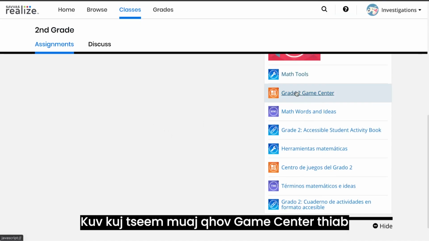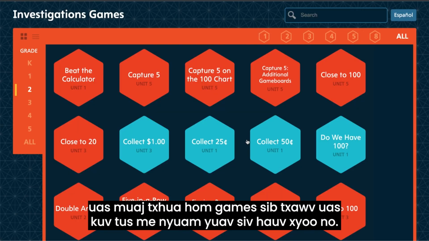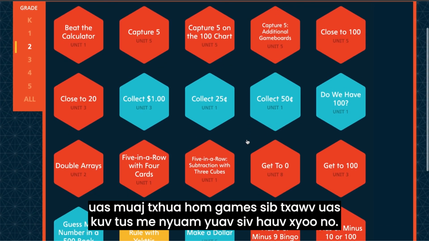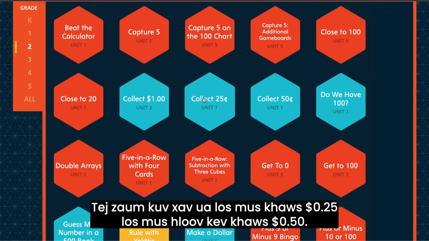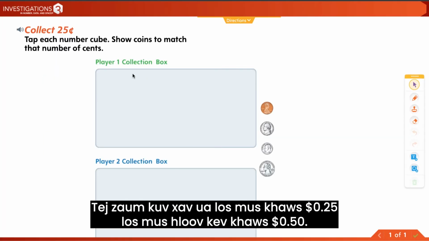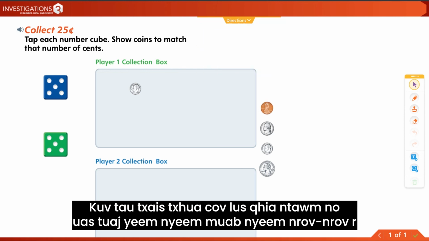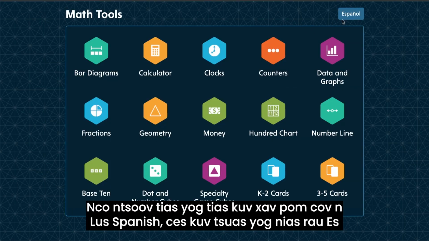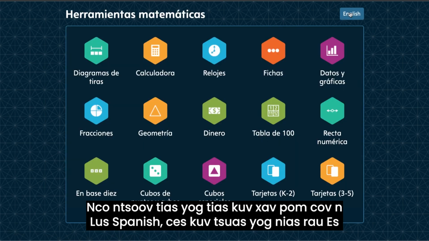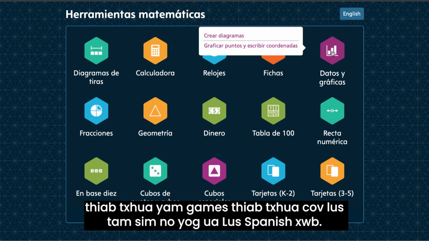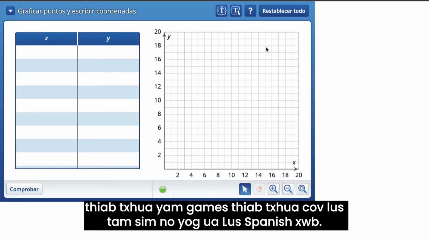I also have the game center with all of the different games that my child might be using during the year. Maybe I want to play collect 25 cents instead of collect 50 cents. I've got all of the directions right here that can be read aloud to me. Notice that if I want to see these in Spanish, I just click on Español, and all of the games and all of the directions are now in Spanish.